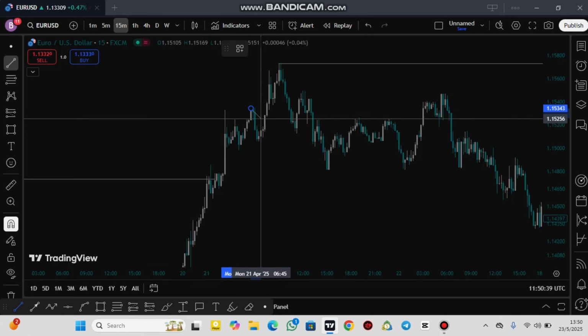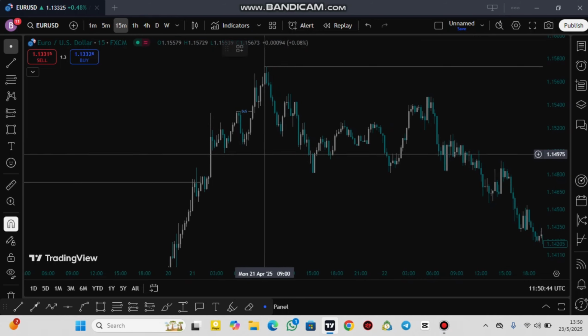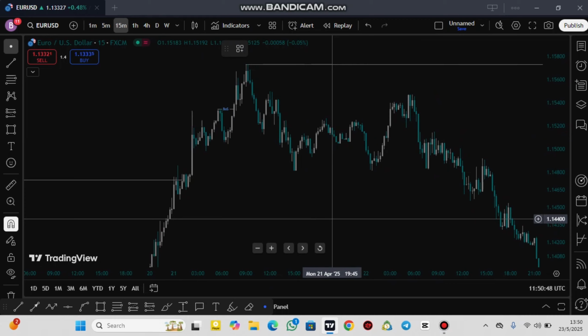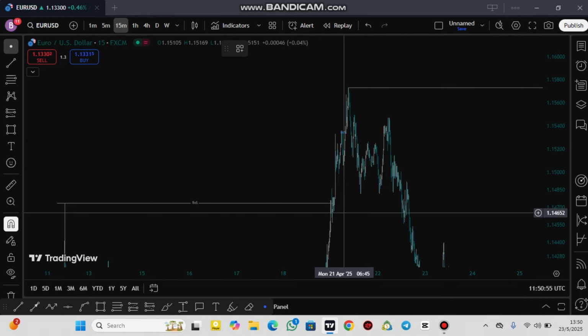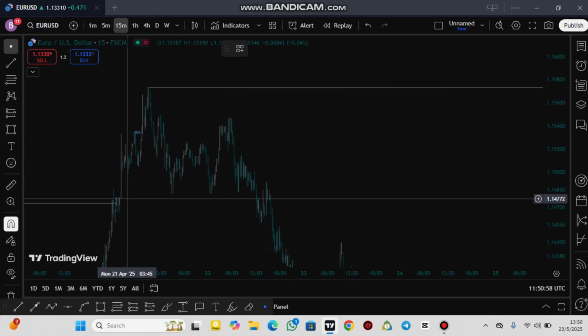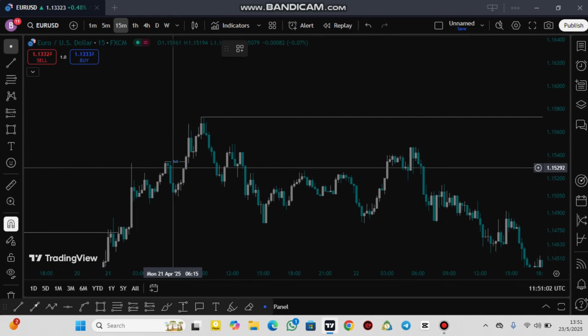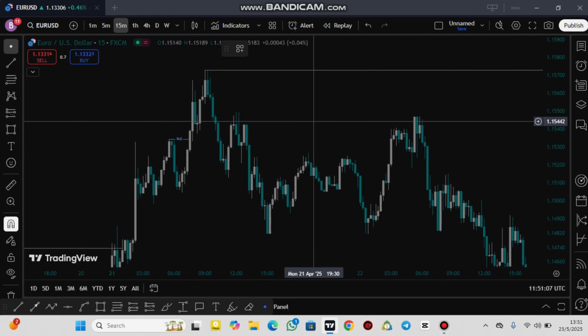For those who don't know, I color code my time frames with different colors. As you can see, the 4 hour is gray, and the M15 is blue, and the daily is orange, and the weekly is purple. So the breakout structure here for the M15 is blue. It's a way of identifying that this breakout structure is for the M15, this one is for the 4 hour, and this is for the daily, weekly, and so on.